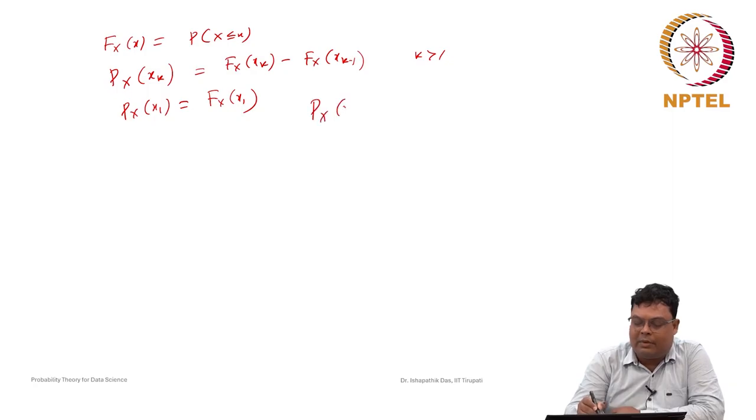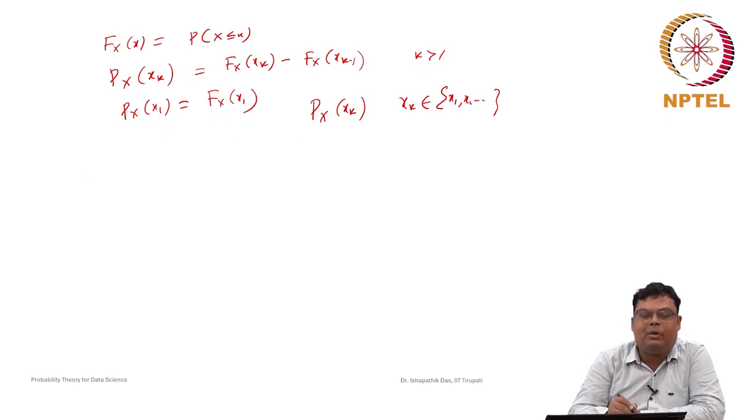Suppose p_X(x_k) is known for any x_k belonging to this set {x_1, x_2, ...}, this range of X. Then how can we find the cumulative distribution function from this probability mass function? So, how is the cumulative distribution function defined? The cumulative distribution function F_X(x) is defined by the probability that X is less than or equal to x.